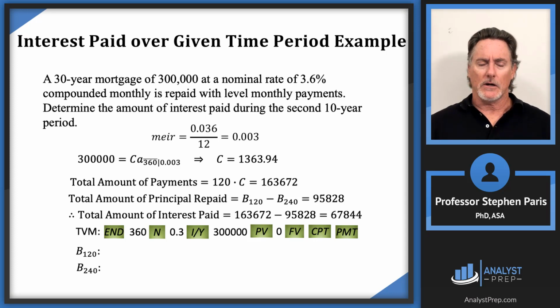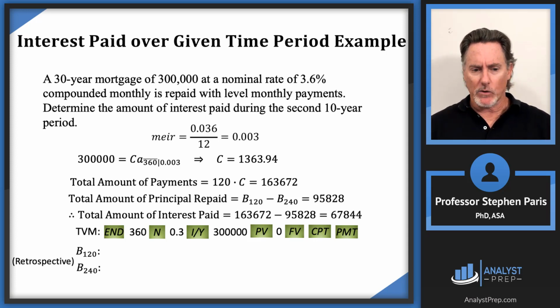Now, as with all the cases, when you compute balances, there's retrospective calculations and prospective calculations. I personally, in this type of problem, when I'm computing these balances, look at the retrospective calculation, but I'm going to show you both. So retrospectively, now what do I mean by retrospectively? Well, I'm at time 120, and I look back retrospectively from time 0 up to time 120.